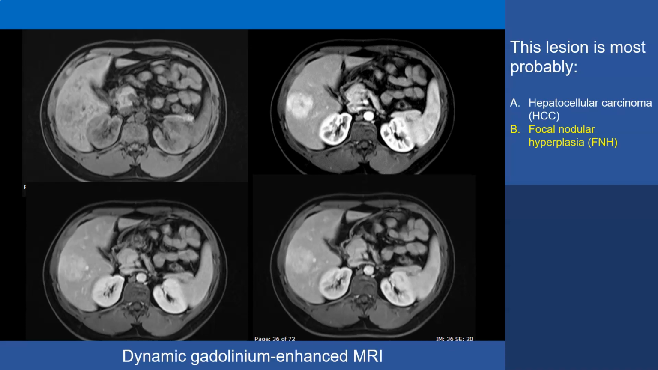Both hepatocellular carcinoma and focal nodular hyperplasia enhance strongly in the early phase of the dynamic gadolinium enhanced study. However, their washout features are slightly different. Focal nodular hyperplasia tends to wash out to hyperintensity or isointensity, as we see in this case, whereas hepatocellular carcinoma, as we will see in subsequent cases, washes out to hypointensity.